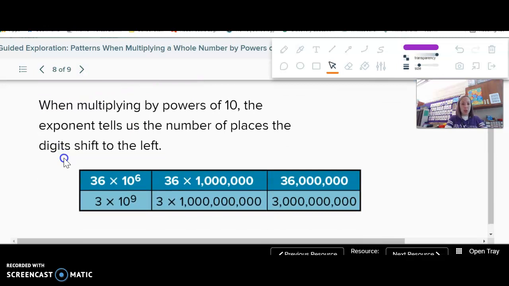So, when multiplying by powers of 10, the exponent tells us the number of places it needs to go to the left, which is the same as the number of zeros, right? If I put 1 zero, it moves 1 place. 2 zeros moves 2 places. That's one thing the zeros do, is just get it in the correct spot.